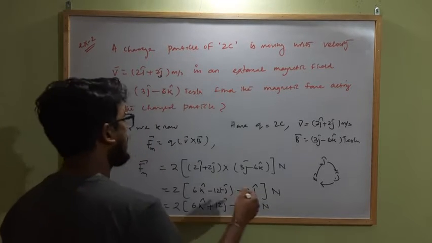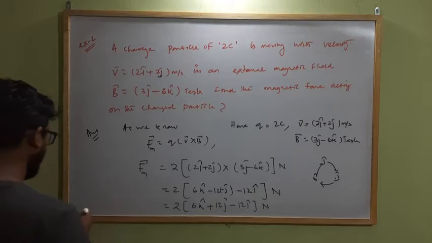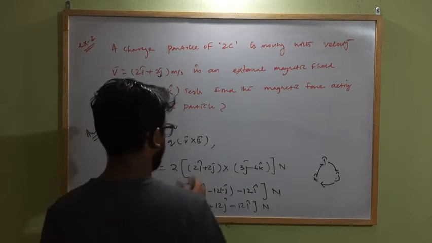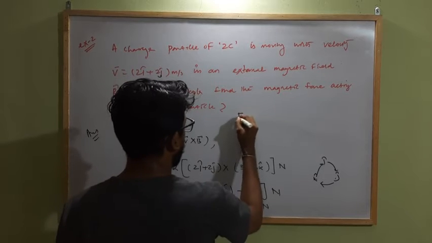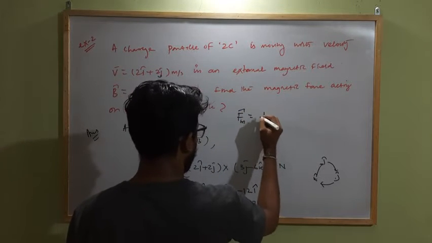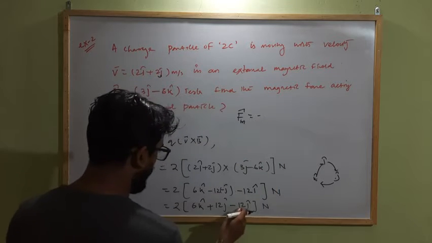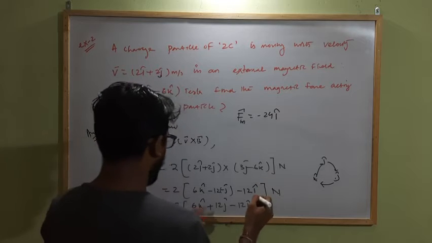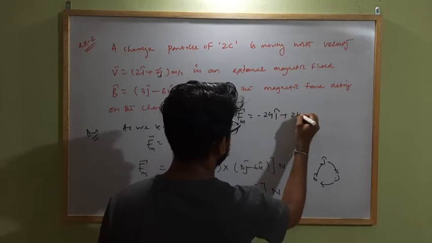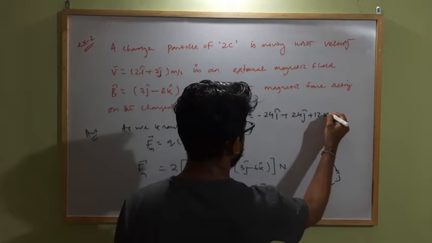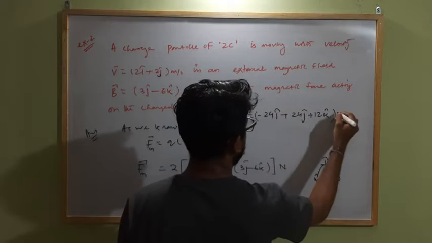So by rearranging this, from this you can write the magnetic force vector equal to 2 into 12, minus 24 i cap, plus 24 j cap, plus 12 k cap Newton.